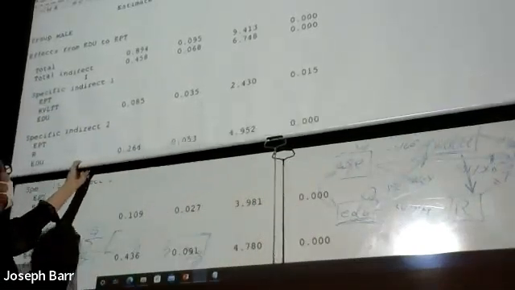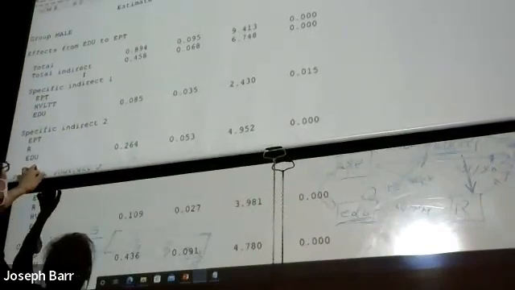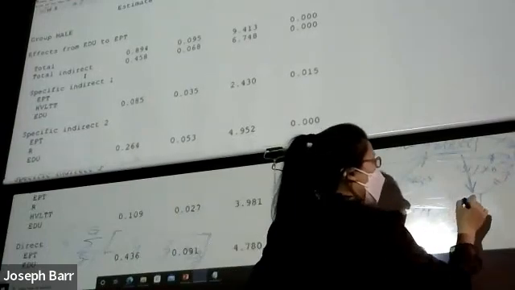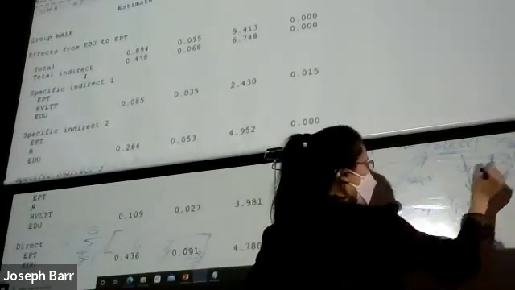Specific indirect 2 is EDU to R to EPT. That means this mediation effect goes from here to here to here.